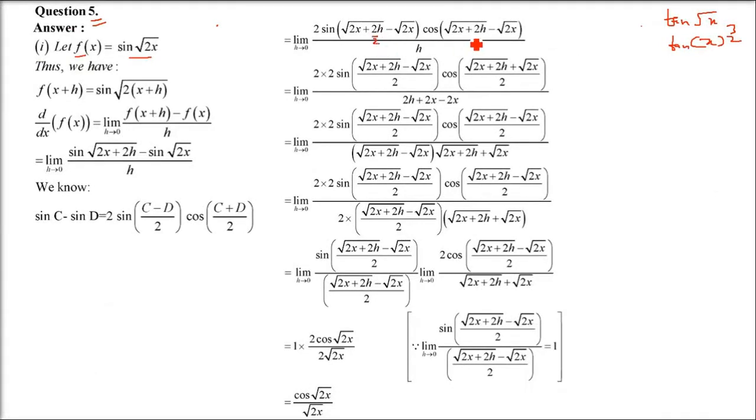This is (c minus d) by 2. This is divided by 2 also. And this is plus. This is also plus. This is also plus. This is also plus. Okay. Now, what we will do here is, this is under root 2x plus 2h minus under root 2x.